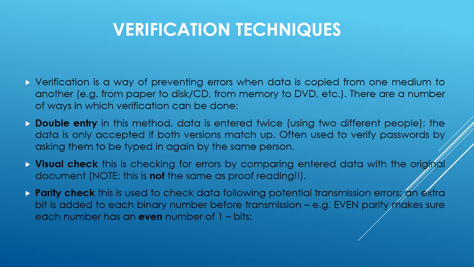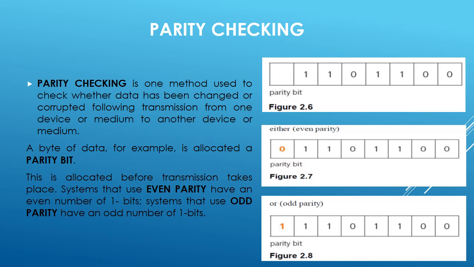Parity check. This is used to check data following potential transmission error. An extra bit is added to each binary number before transmission. For example, even parity makes sure each number has an even number of 1 bits. Now let's discuss what the parity check method is.